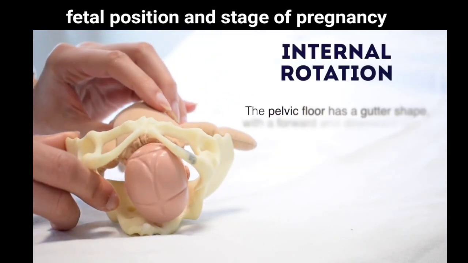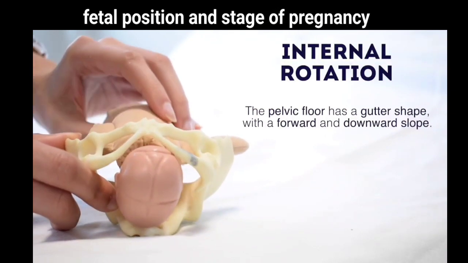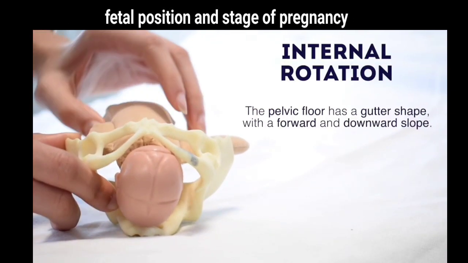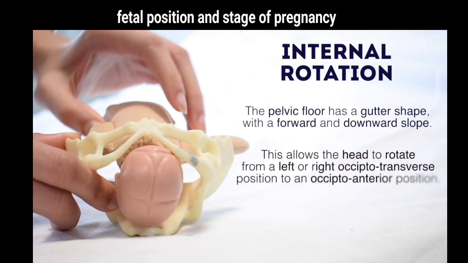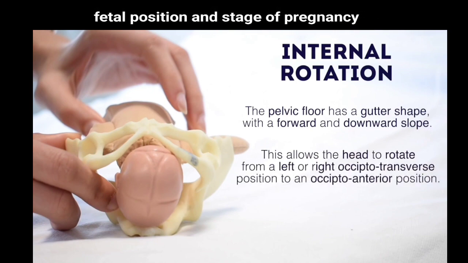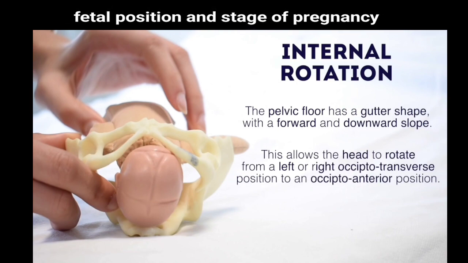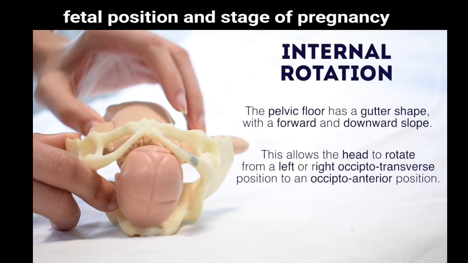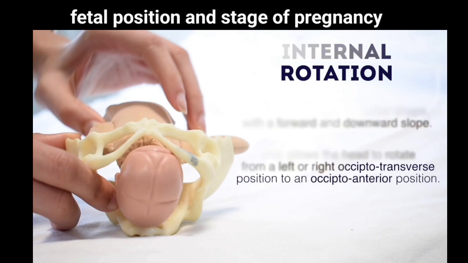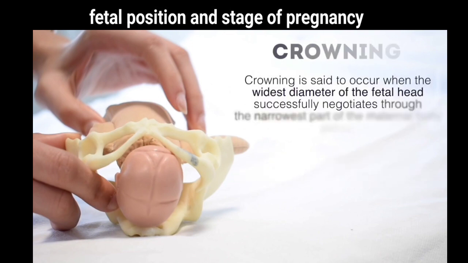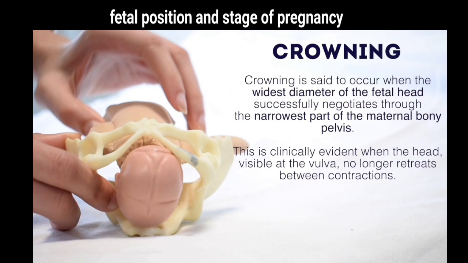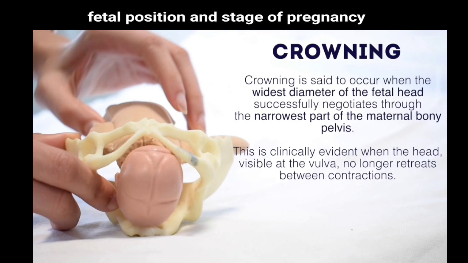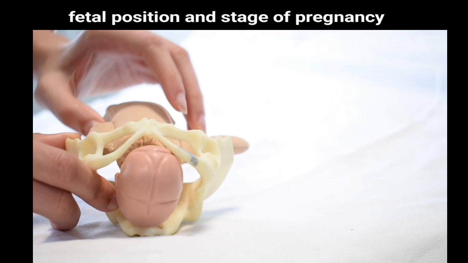Internal rotation. The pelvic floor has a gutter shape with a forward and downward slope. This allows the head to eventually rotate from the left or right occipito-transverse position 90 degrees medially to an occipito-anterior position to lie under the suprapubic arch. This eventually results in crowning. Crowning is clinically noted when the head no longer retreats after contractions and becomes visible at the vulva.